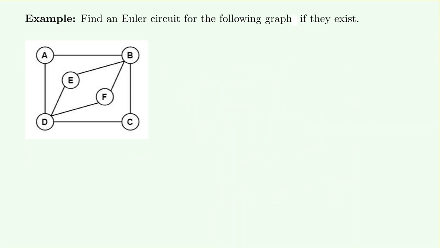Now in this example, we're asked to find the Euler circuit if it exists. To first figure out if it exists, you ask yourself, well, are all the vertices of even degree? Vertex A is degree 2, so good so far. Vertex B is degree 4, C is degree 2, D is also degree 4, E is degree 2, F is degree 2. Since all the vertices are even degree, we know there is an Euler circuit.